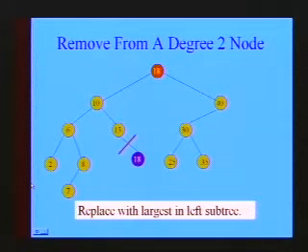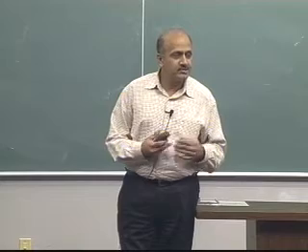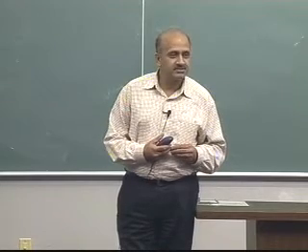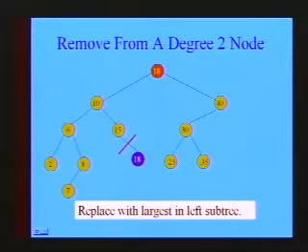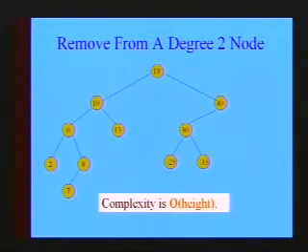Okay, so very briefly, that's how you perform puts and removes from binary search trees when you don't care about the height of the resulting tree. Any questions about those? All right, the complexity of the operation is order of the height.